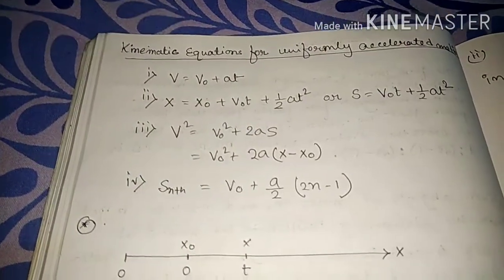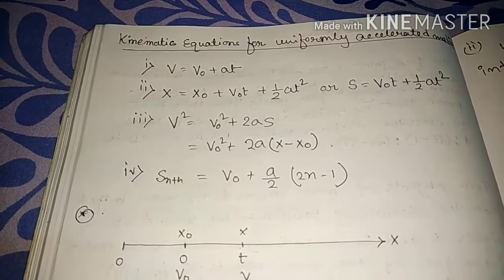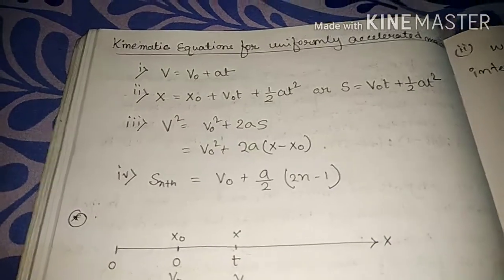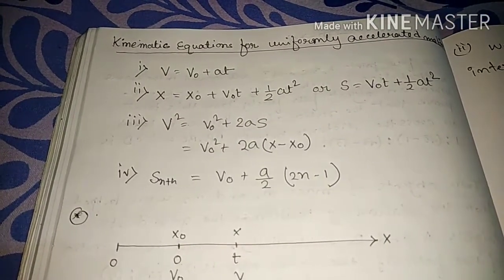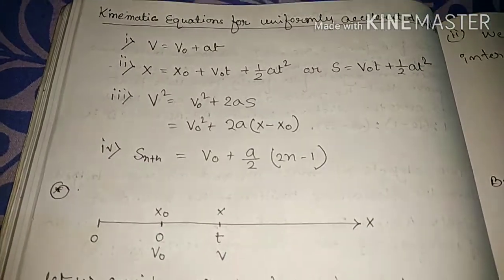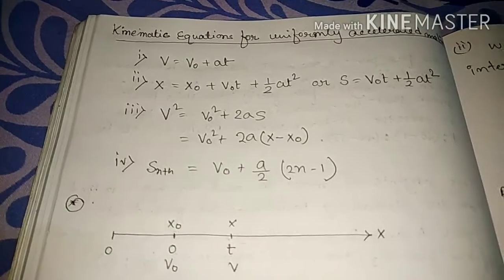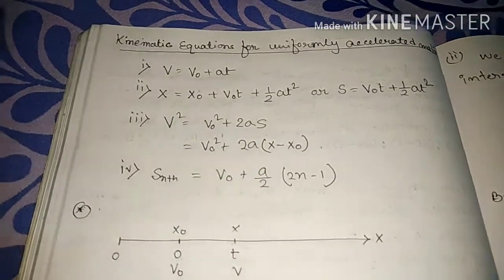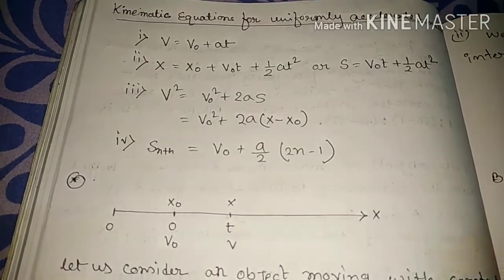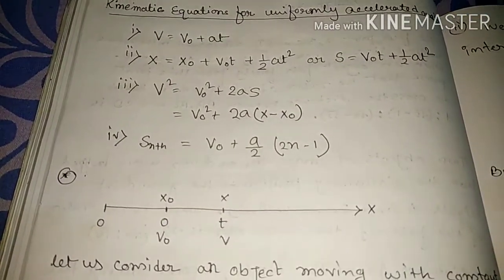In the last class we derived, with the help of the calculus method, the 4 equations of motion, not 3, because in the previous video you studied the 4th equation of motion. So here also we have 4 equations of motion, but here we do not use the calculus method, differentiation and integration. Normally not the graphical method also. Okay, normally how can we prove them?